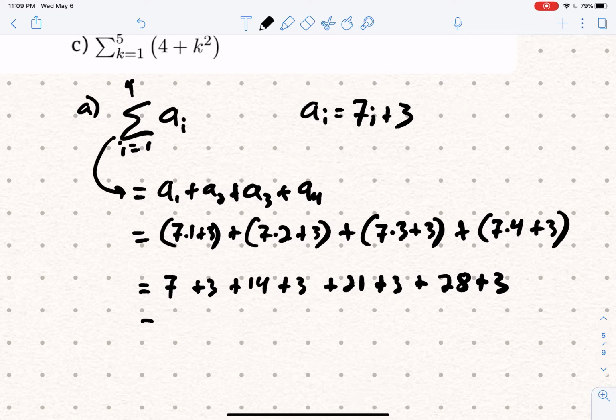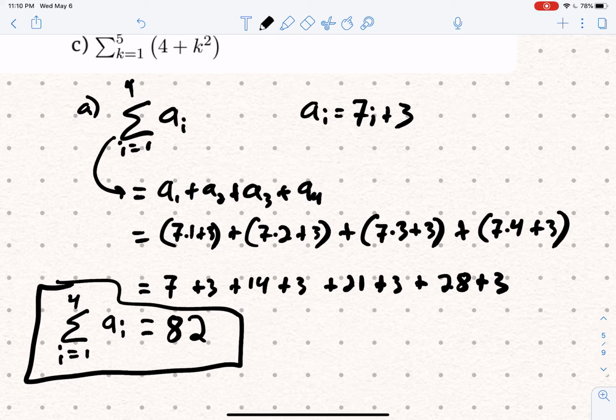We have to add all of these up. If you have a calculator, you can do it that way. If you want to do it in your head, go for it. If you want to put together all of the 3s, there's a 3 and a 3 and a 3 and a 3. That's 4 3s, which is 12. And then we also have to add 7, 14, 21, and 28. Put all of those together, and we get a total of 82. So this sum, i equal 1 to 4 of a_i, is equal to 82.